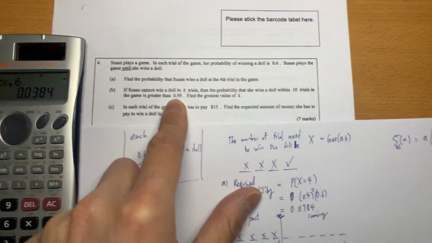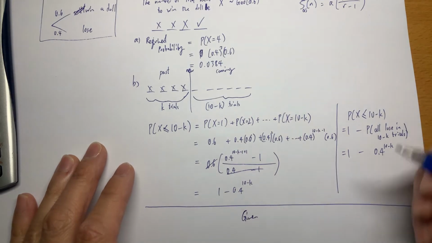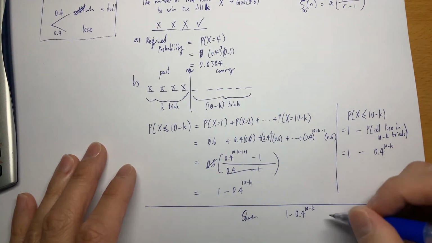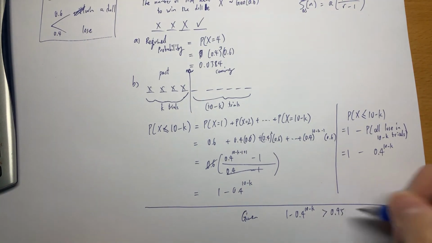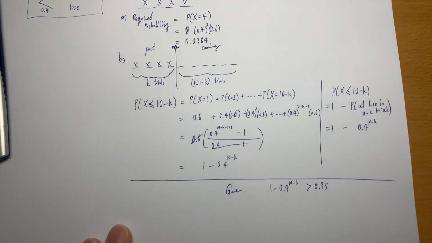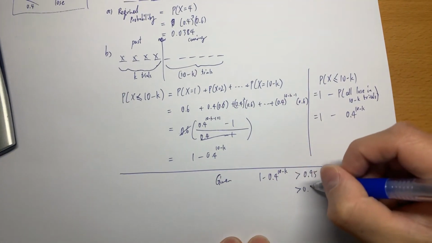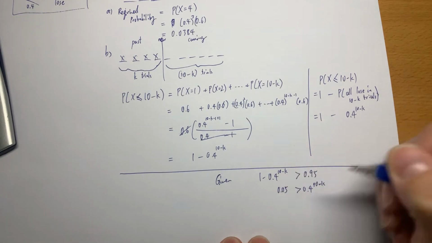This is the constraint for k. So that's why we have 1 minus 0.4 to the power of 10 − k greater than 0.95. This is the inequality that we need to handle. Then this is called math skill. 0.4 to the power of 10 − k is less than 0.05.